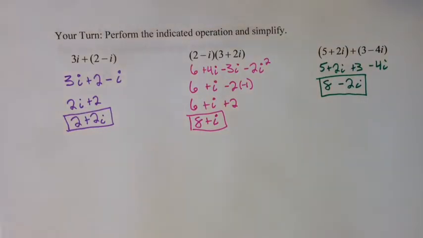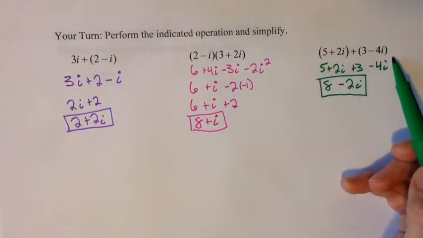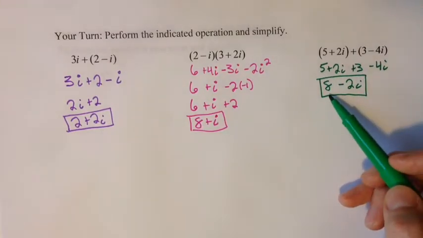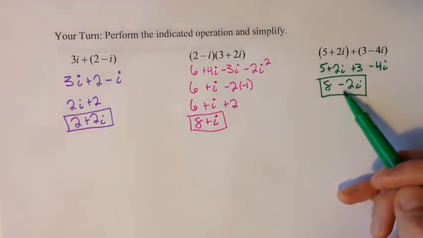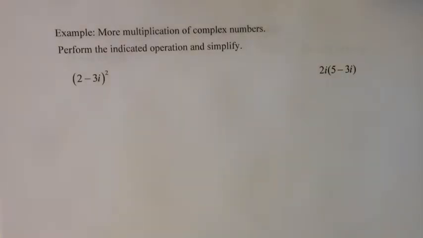This last problem was another addition problem, 5 plus 2i plus 3 minus 4i. So I'm really just combining like terms. 5 plus 3 is 8, and 2i minus 4i is minus 2i. Before I let you go, I want to show you a couple more examples of multiplying complex numbers.